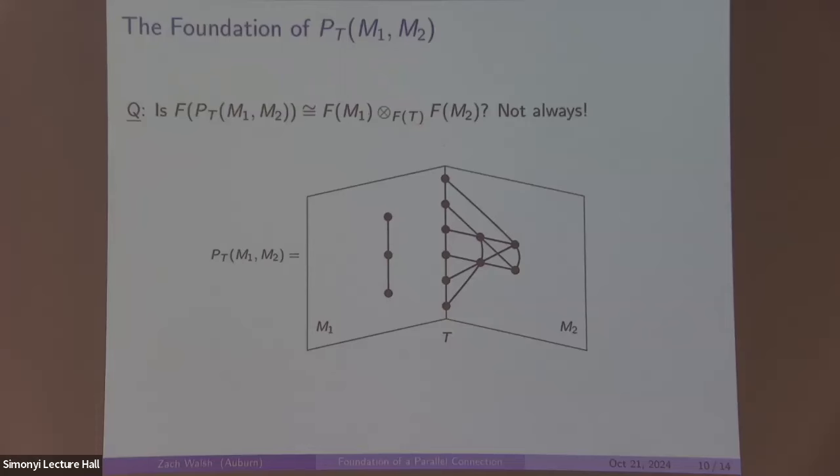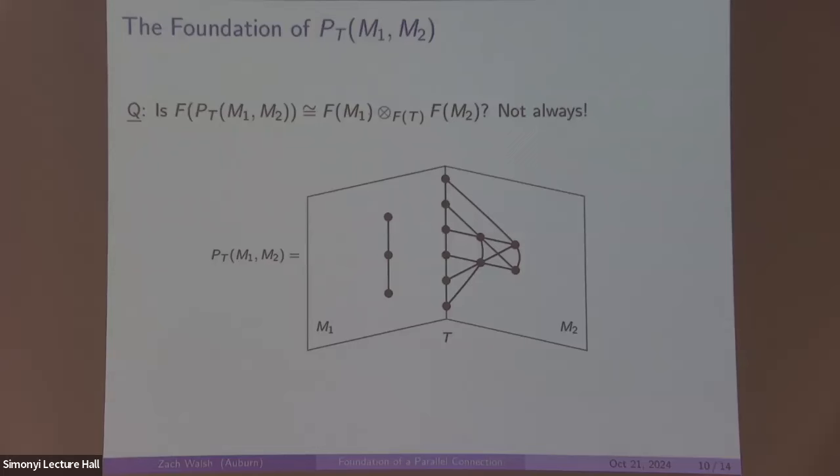Yeah, thanks. So T is a minor of both M1 and M2, or T is a flat of M1 and M2, but it only is required to be a modular flat of one of them. It doesn't even have to be a flat of the other matroid, actually. So it's a pretty general operation.